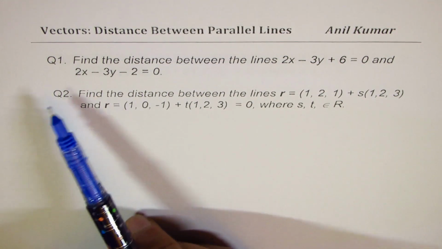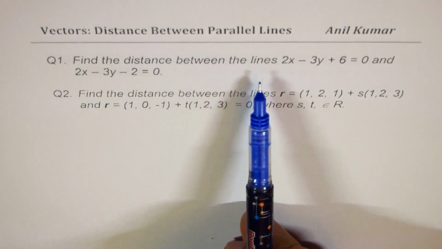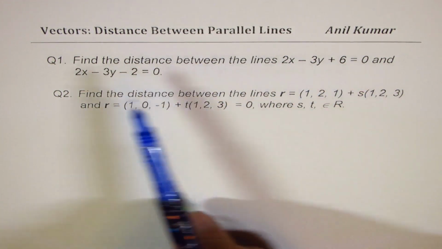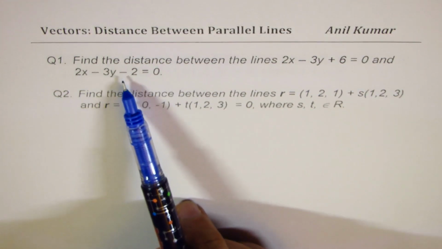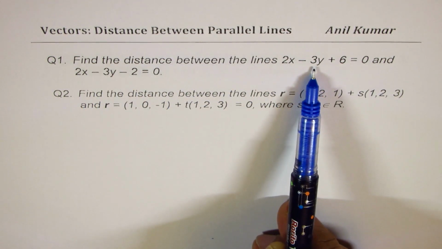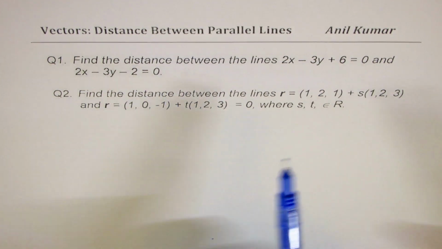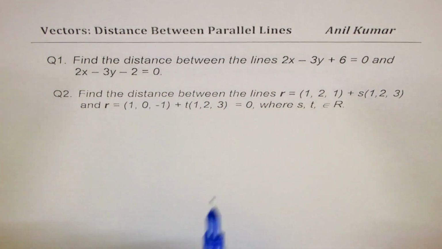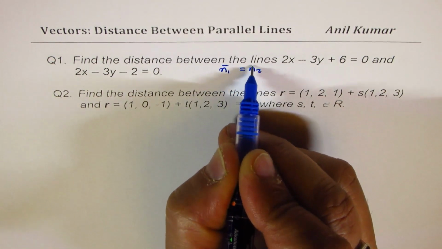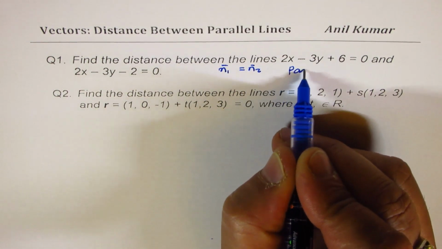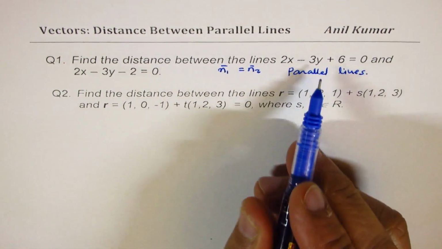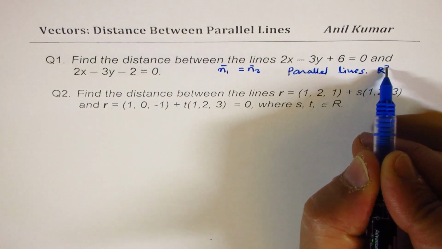Question number 1 here is, find the distance between the lines 2x minus 3y plus 6 equals to 0 and 2x minus 3y minus 2 equals to 0. You can see that both the normals are equal, right? Therefore, the lines are parallel. So here we have normal n1 is equal to n2. So that means parallel lines. And that is in R2, right?